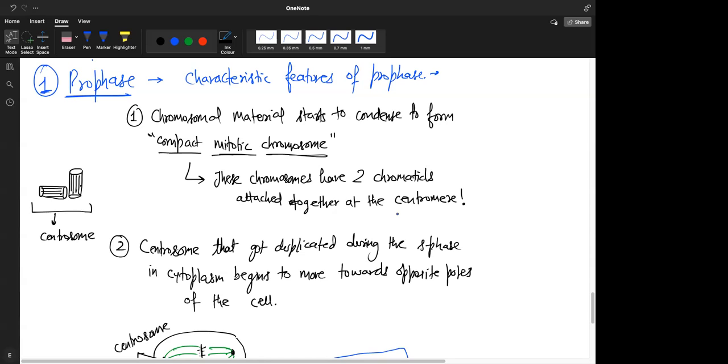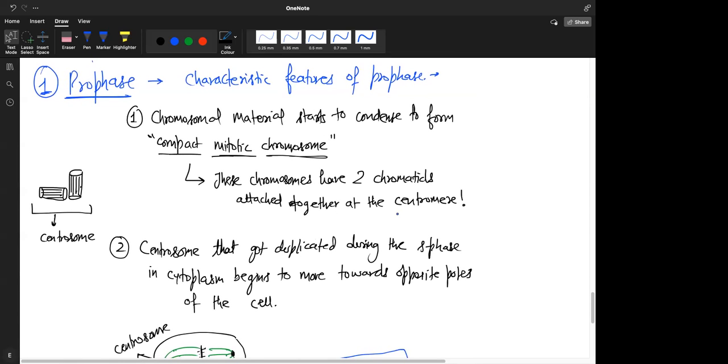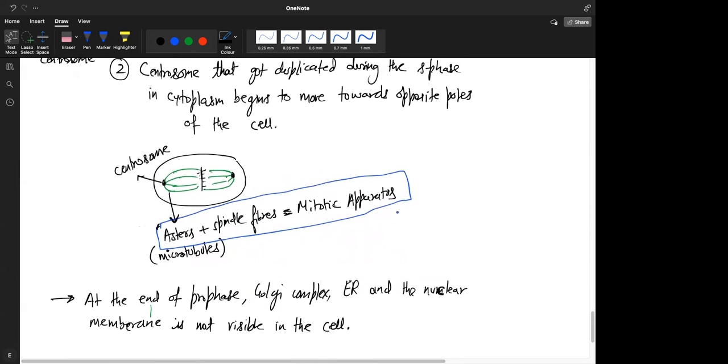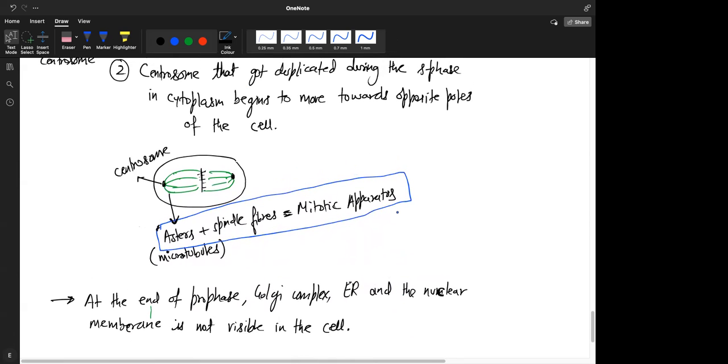Yes, sir. Prophase is the first phase of mitosis. Here the cell organelles will disappear, the nuclear membrane disappears, and the condensation of chromatin will start appearing in the form of chromosomes. They are tightly, compactly packed. The X shape will start coming. And centrosomes that got duplicated during the S phase begin to move toward the opposite poles of the cell. And by the end of prophase, the Golgi complex, ER, and nuclear membrane will not be visible.